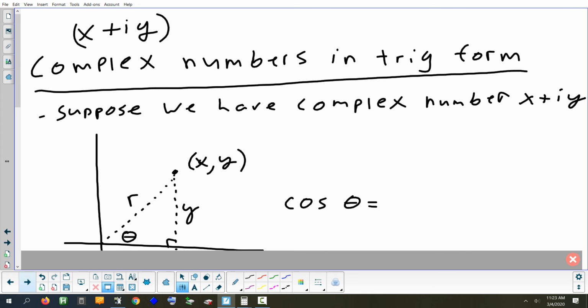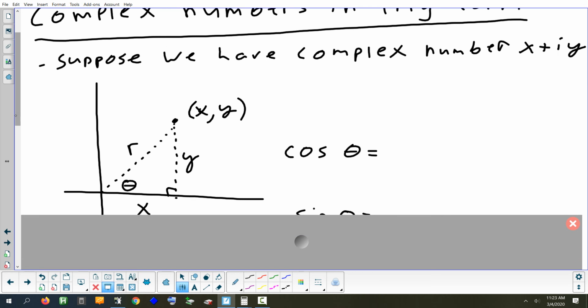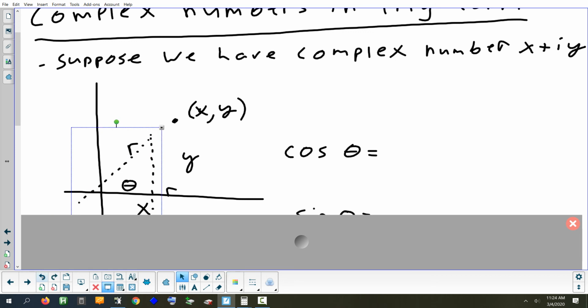So, horizontal, vertical component. That's rectangular form. In trig form, we don't care about the horizontal and the vertical. What we care about is basically something like this. Except I didn't want to mess up my triangle I have.